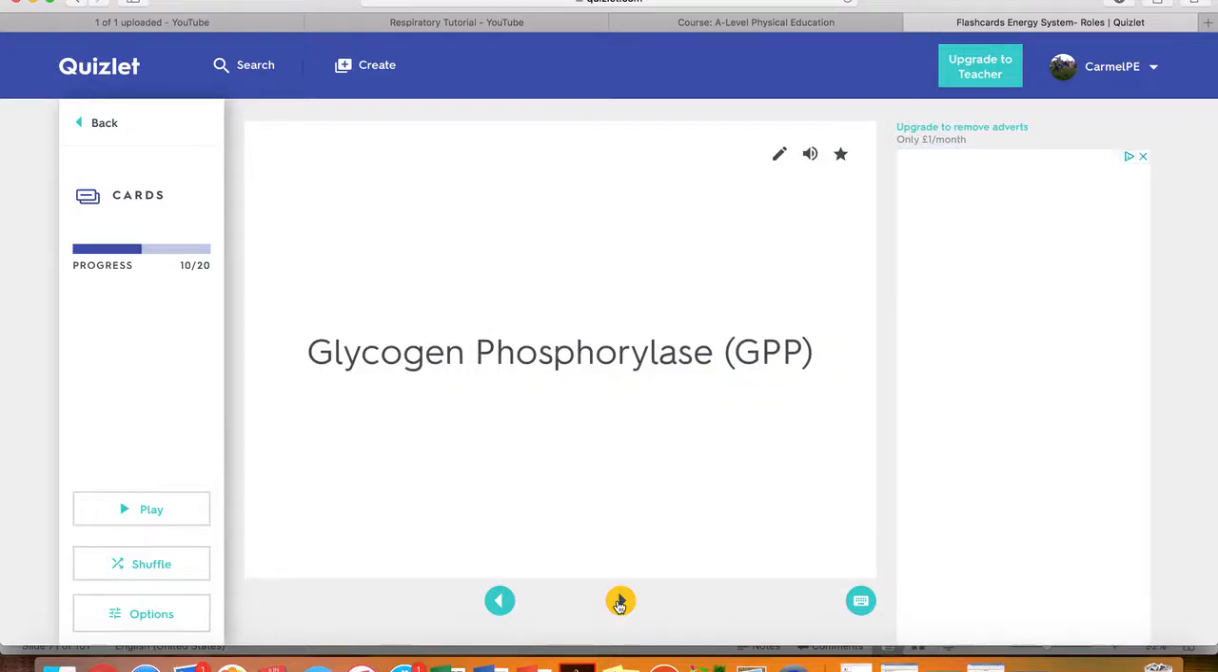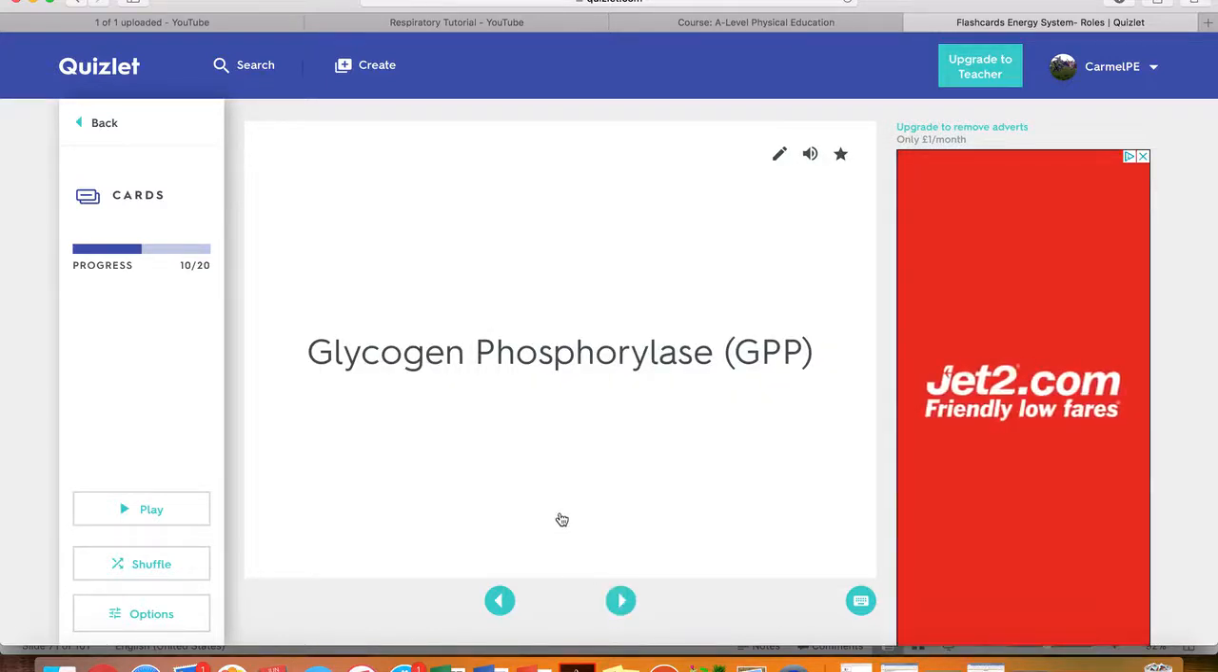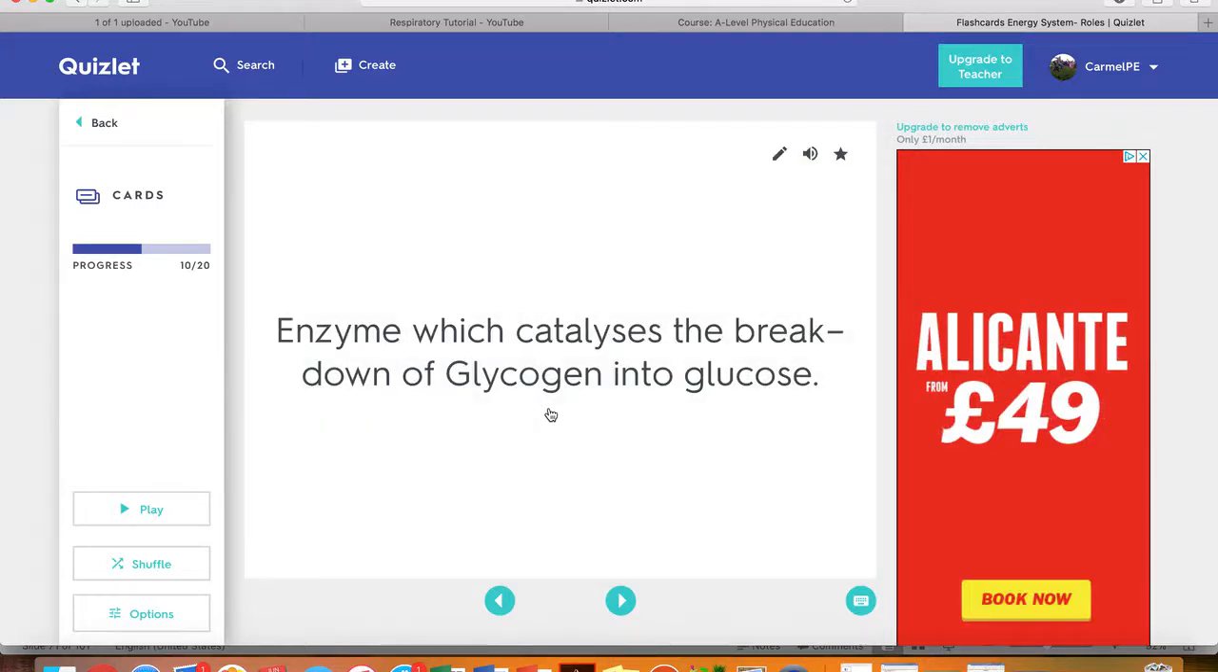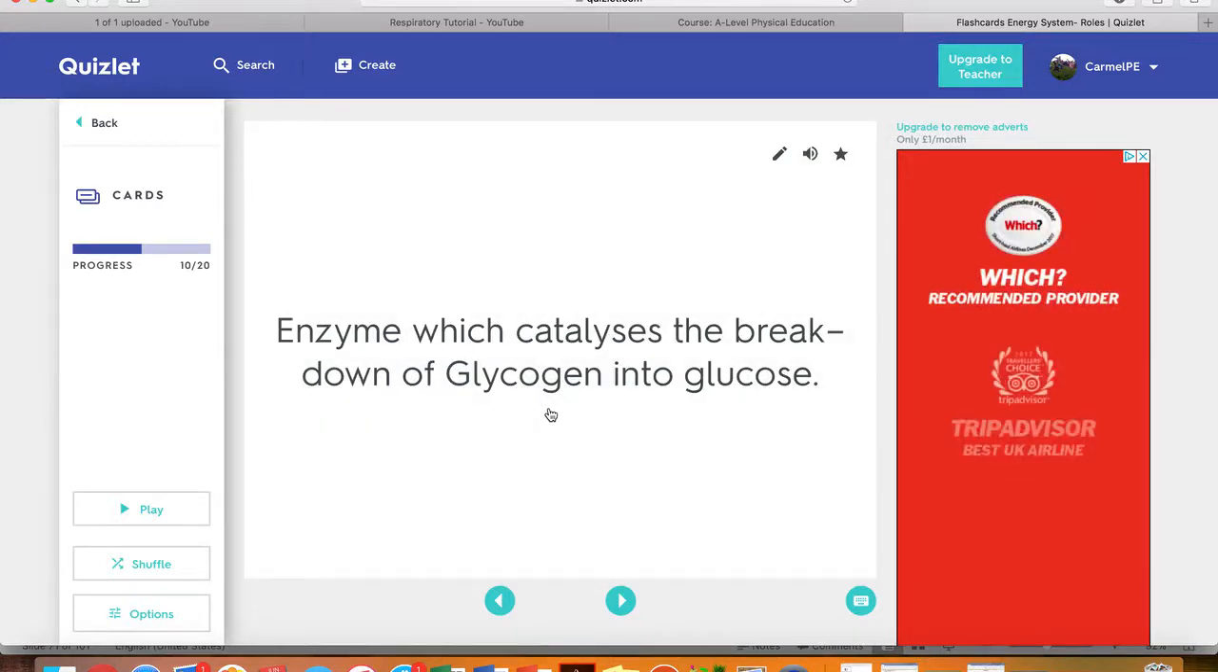Next one, glycogen phosphorylase. We just mentioned that one a little bit earlier, so let's have a look at that. It's the enzyme that catalyzes the breakdown of glycogen into glucose.